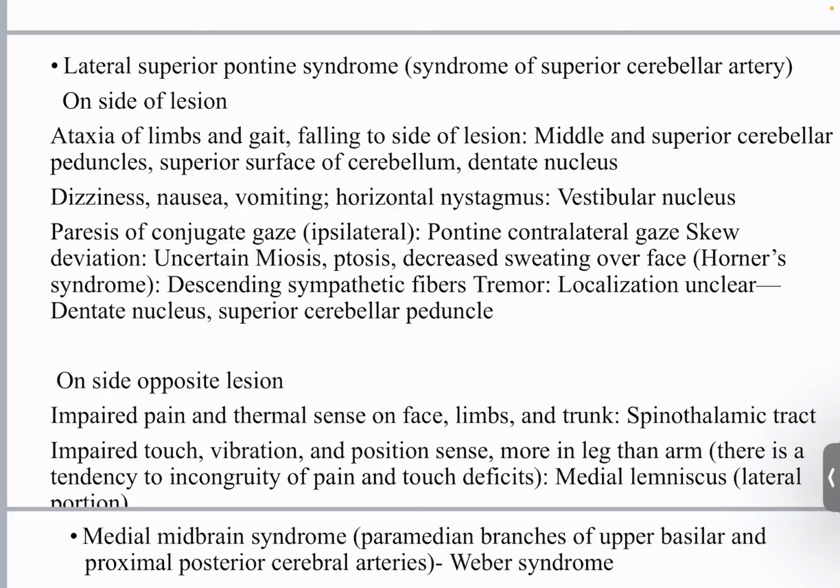On the opposite side, there can be impaired pain and thermal sensation of the face, limbs, and trunk due to spinothalamic tract involvement. And impaired touch, vibration, and position sense, more in the legs than arms, can be there with medial lemniscus involvement.